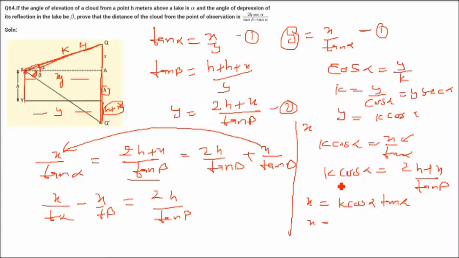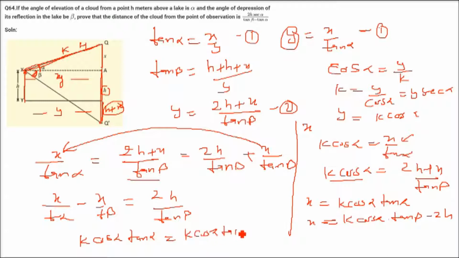X will be equal to, say, k cos alpha into tan beta. And then we have this multiplied, and now we have to take 2h also here, so it will be minus 2h. Now we have to equate these two because x, now we have to equate this. So we have k cos alpha tan alpha equal to k cos alpha tan beta minus 2h.